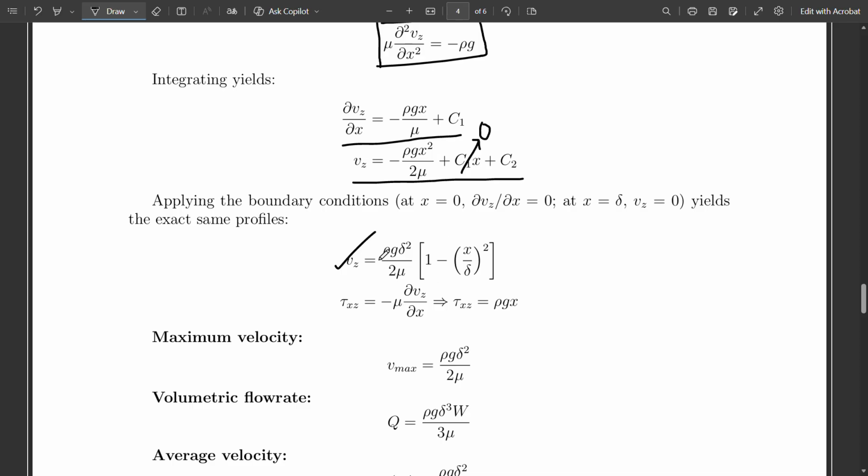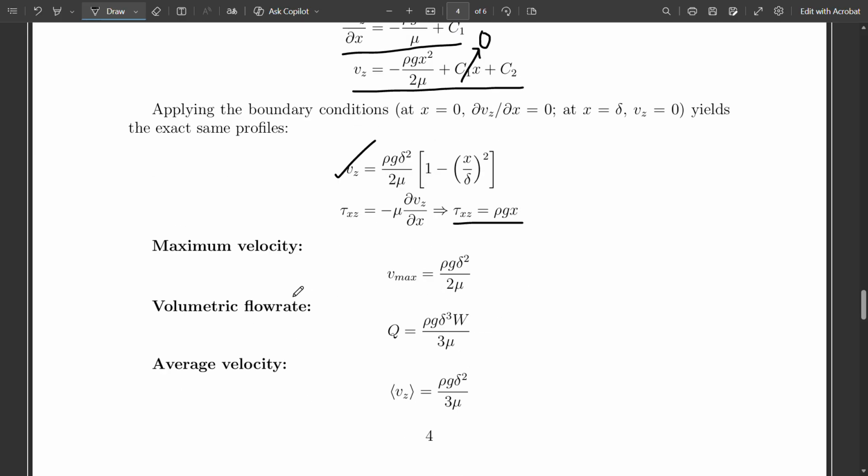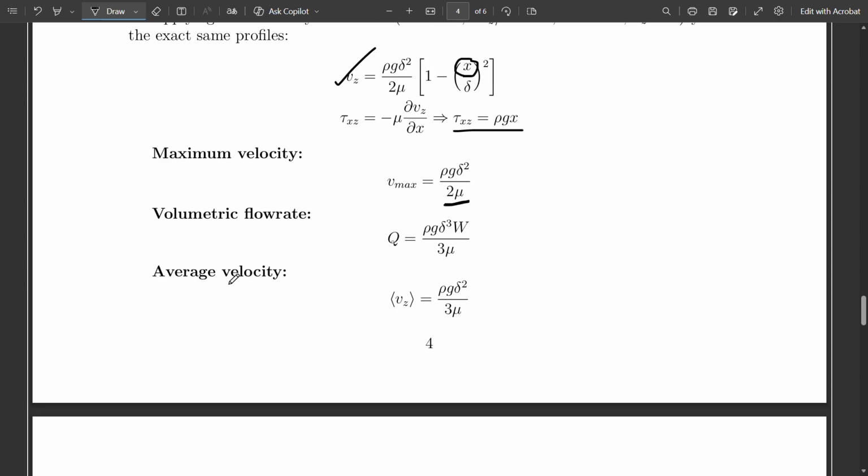Again, we know the momentum flux is equal to minus mu ∂Vz/∂x. So just differentiating Vz with respect to x, we get the momentum flux profile. For maximum velocity, we just have to put x equal to 0 in this velocity profile, and we will get the maximum velocity.